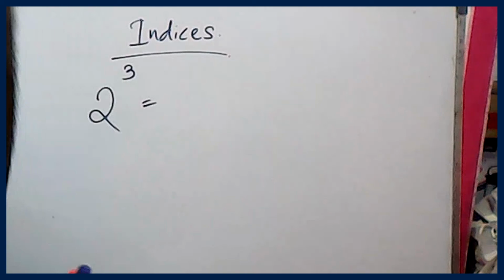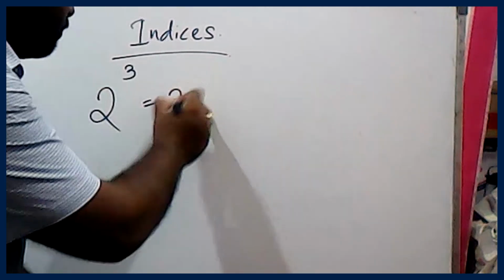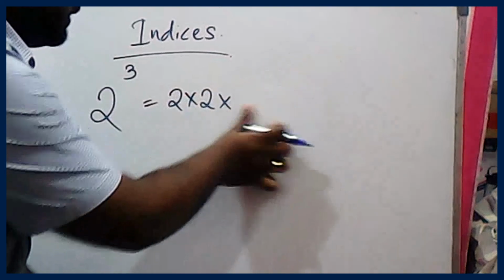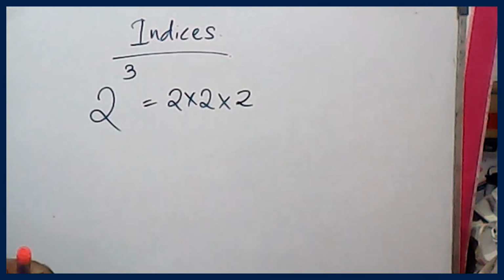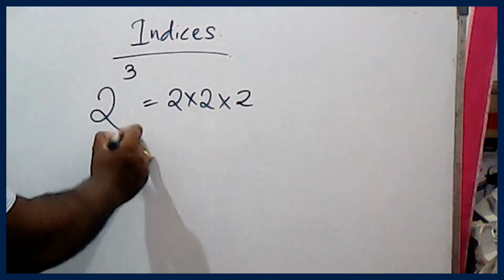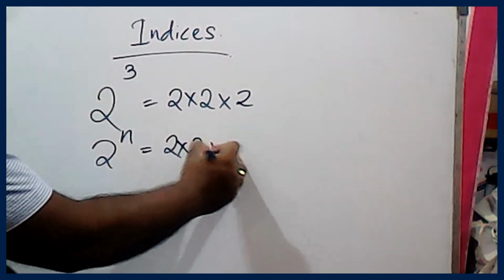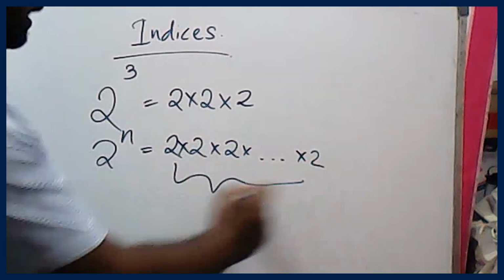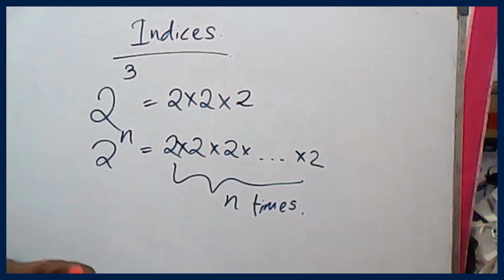It means this is multiplication of 2, 3 times. 2 to the power n is multiplication of 2, n times.